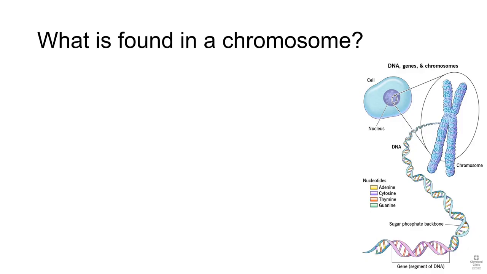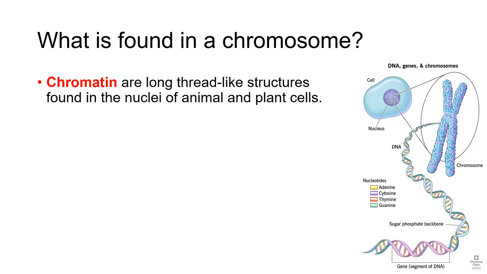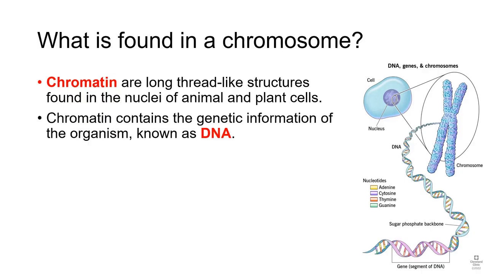So what is found in the chromosome? Now, I think many of you know what chromosomes are, and some of you also know the term chromatin. Chromosomes and chromatin actually refer to the same thing. Chromatin is a structure found in the nuclei of animal and plant cells, and chromatin is actually DNA, because it contains the genetic information in a molecular form, and this molecule is known as DNA.